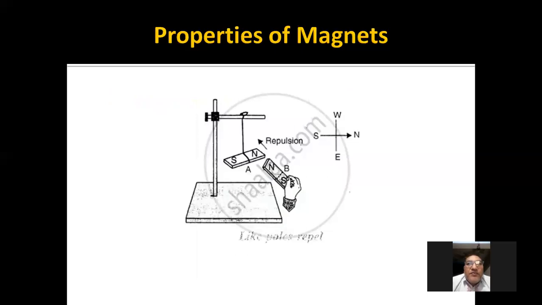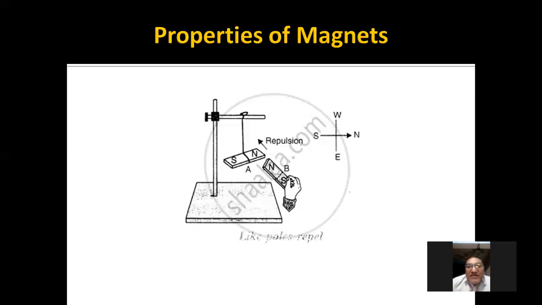Okay. So here, whatever we have said, that like poles repel each other, we can perform a little experiment. In this experiment, we have hung a bar magnet with the help of a thread from a retort stand. And near its north pole, I have another bar magnet, I'm holding it in my hand. The bar magnet B's north is brought near the bar magnet A. When you bring the north near the north, they will repel each other. So the bar magnet A, which is hanging with a thread, will start rotating anti-clockwise, because the north and north are repelling each other.